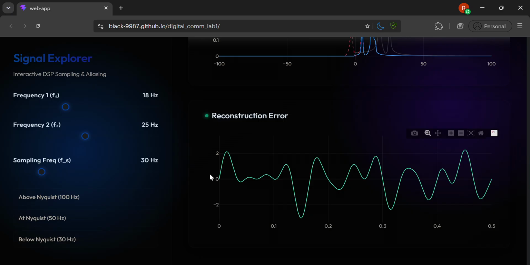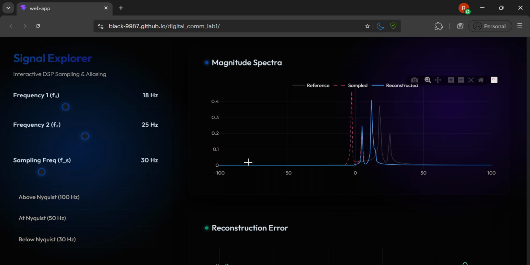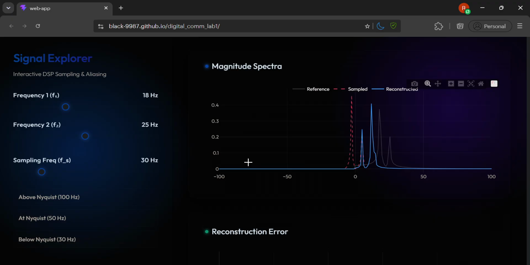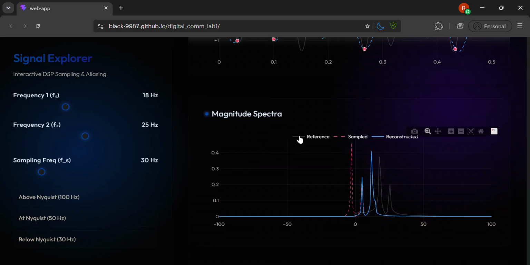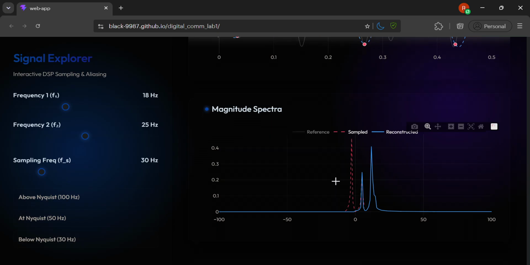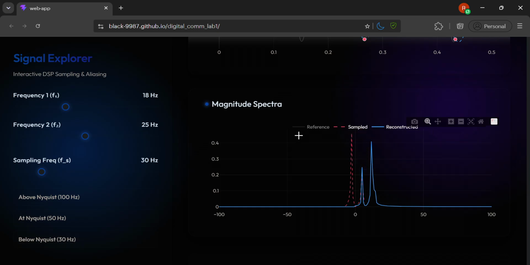So now, before looking at the individual cases, let me explain how the tool works internally. First, the website generates the original two-tone signal at a very high plotting resolution. This gives us the smooth reference waveform, shown in gray. It's a little bit not comfortable for the eyes, but it is there.